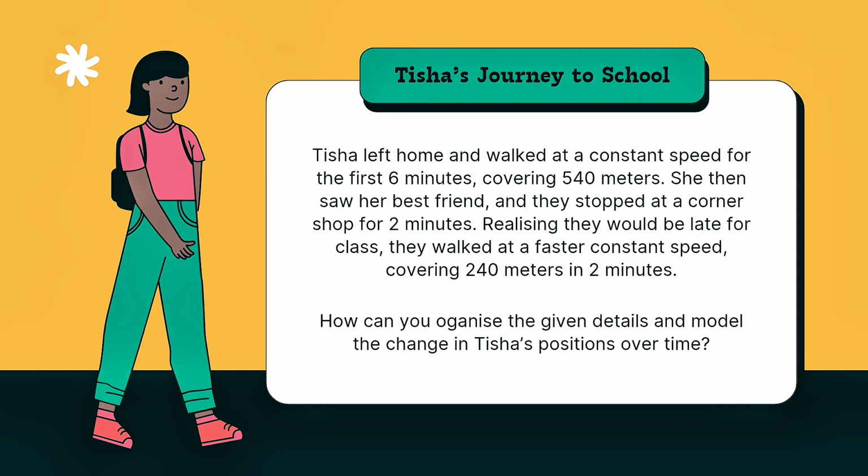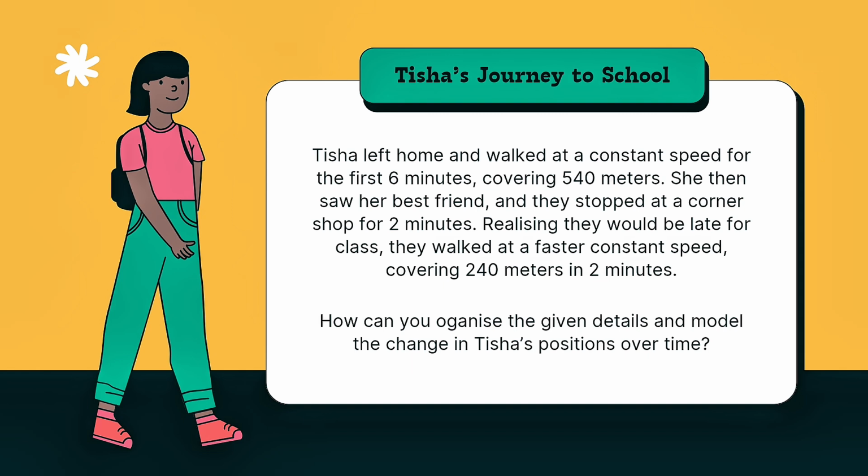Then suddenly she sees her best friend on the way. And you already know what happens next. They stop and start chatting near a corner shop. They remain there for 2 minutes without moving anywhere. Then suddenly both realize they are getting late for class. Now panic mode activated. So they start walking much faster and cover another 240 meters in just 2 minutes.